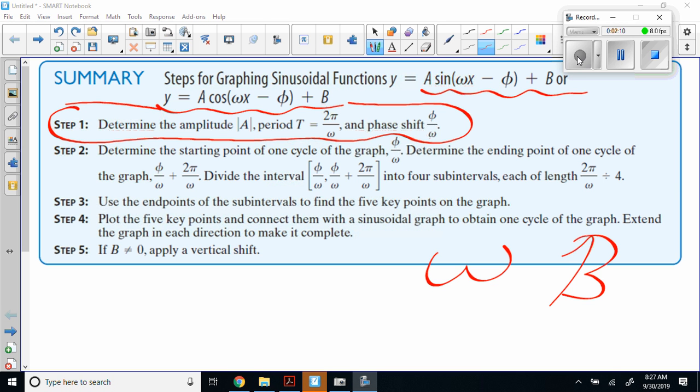And the biggest thing is the phase shift right here, guys. The phase shift. Theta over omega, right? The phase shift over what's in front of the x, right? Or the theta, right? So the way that we've been looking at it.